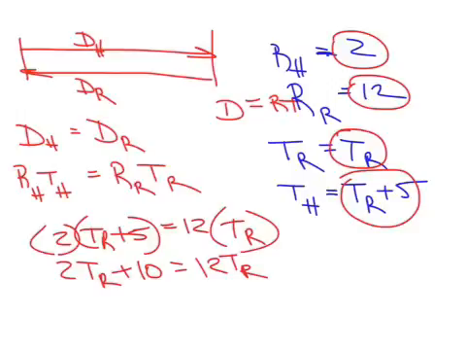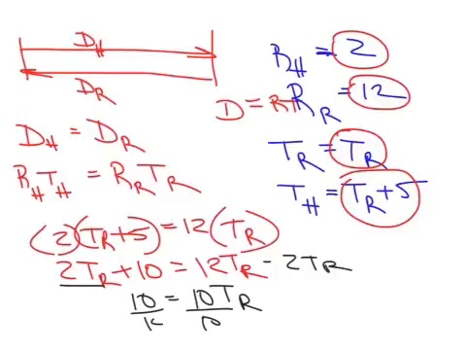Alright, let's move this over. So we have 10 equals 12TR minus 2TR, which is 10TR. Divide by 10, divide by 10, and the time riding was 1 hour. So we found that. So we were supposed to find what? Find their hiking time if it was 5 hours longer than their riding time. Well, their riding time was an hour, so that plus 5 gives me a time hiking of 6.